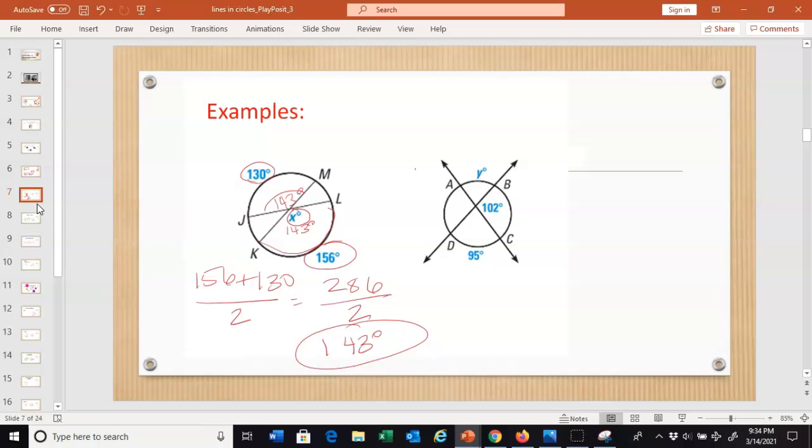Let's look at this one. Remember I said that you want to use the arcs that are across from the angles, the ones that are intercepted. So if we're looking for y, then we're going to want to use this arc plus this arc.